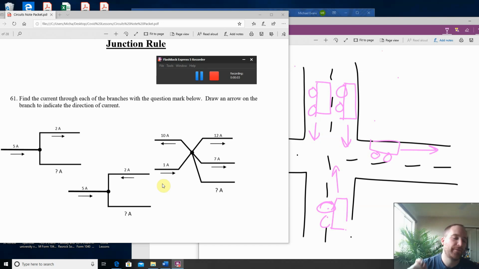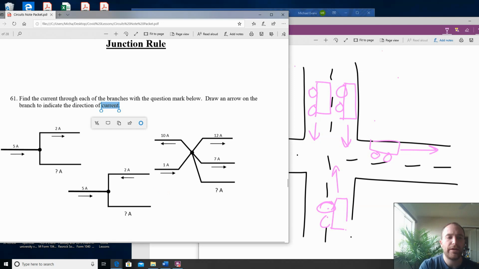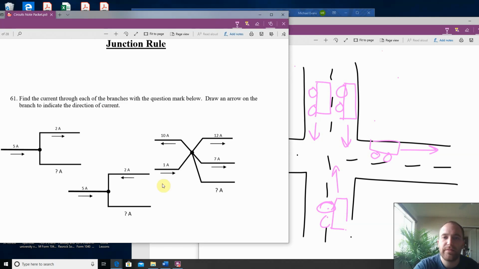Hi everyone. Today, for this video, we're going to look through the junction rule, which is the last new thing that we have to cover for the circuits unit. It's a little quicker, a little more straightforward than some of the other stuff, so let's just dive right in. A junction in a circuit is an intersection. So it's any place where the wires connect and where the current has the opportunity to split up.